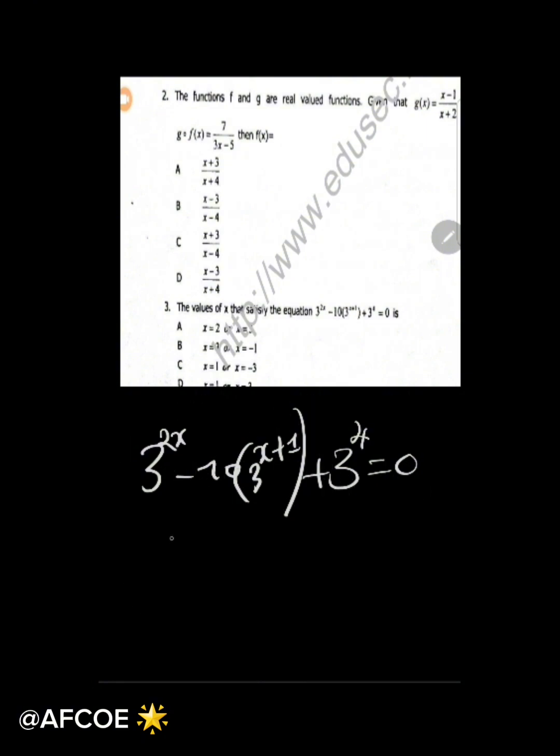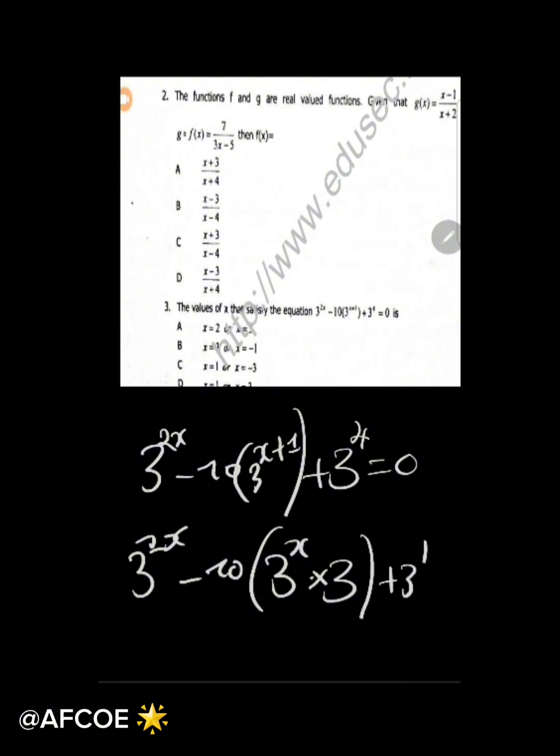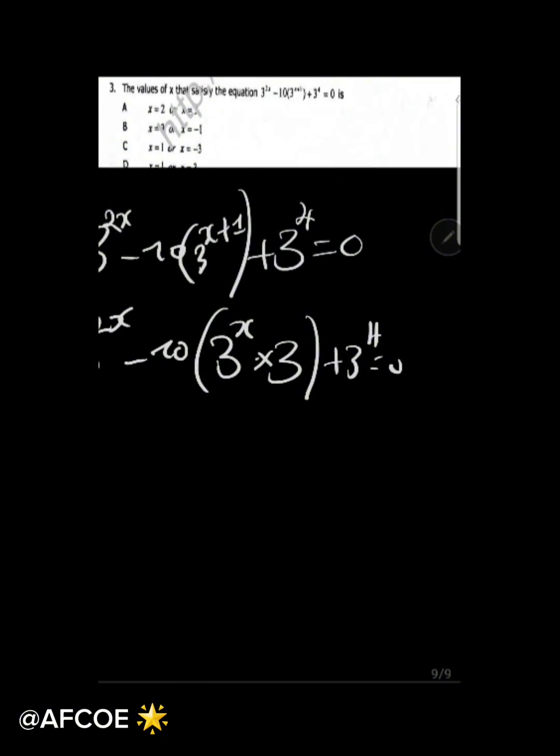So now let us select it very well. We have 3^(x+1), which is the same as 3^x multiplied by 3. In indices, a^(n+m) is the same as a^n times a^m. That is, when they have the same base, you just add the powers. So that is what they did: 3^(x+1) is 3^x times 3^1. They just added the powers.